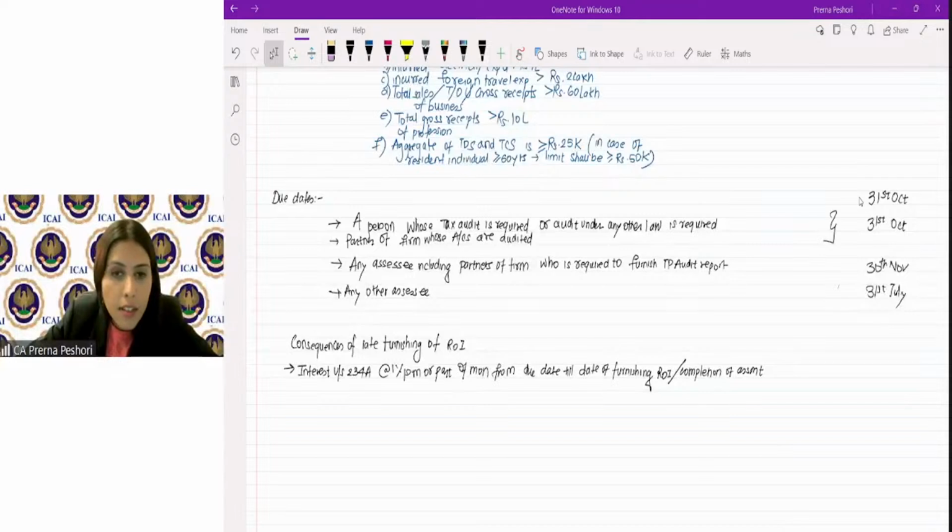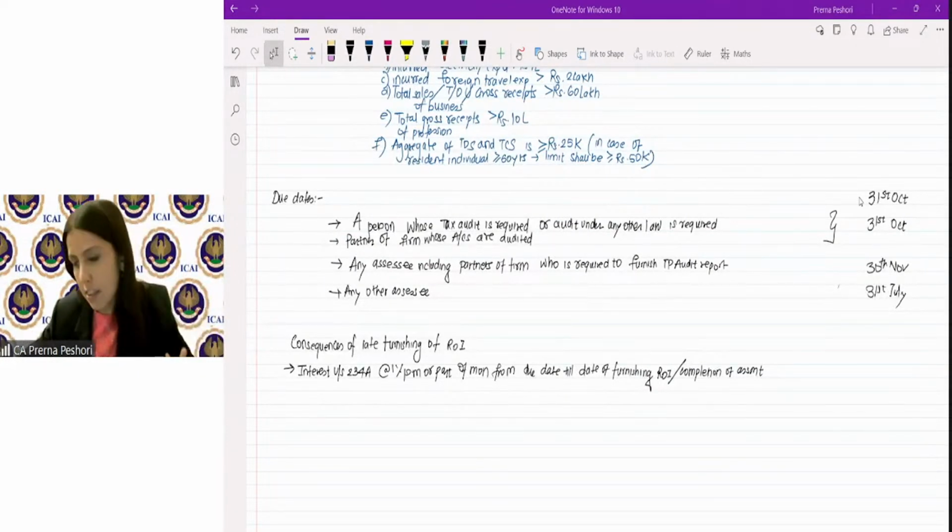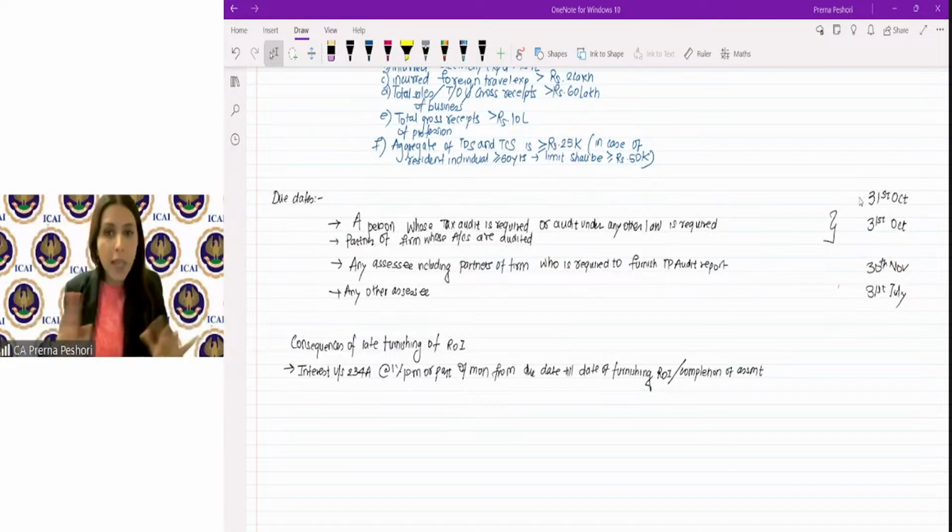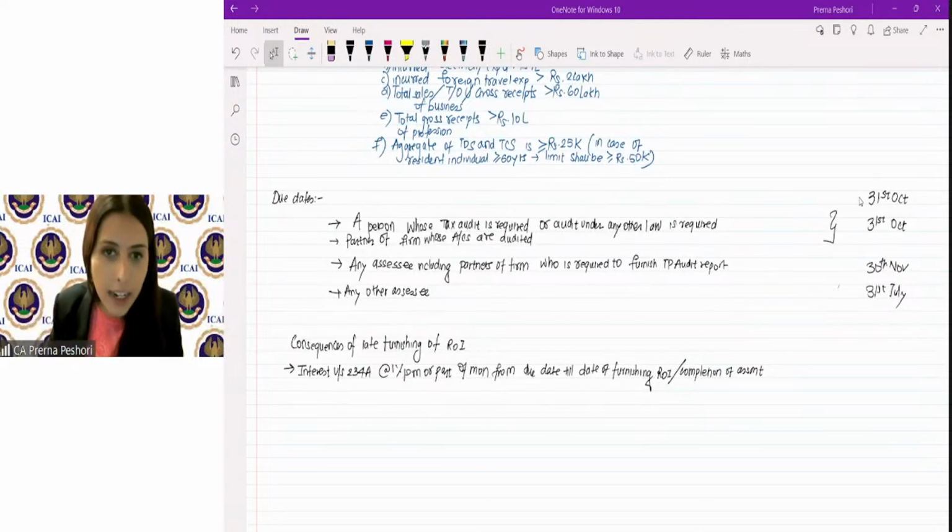Are we clear? Now this interest at the rate of 1% is applicable only when the tax is payable. Understand that. If there is no tax payable, then of course the interest will not apply. If, let's say for example, you have paid your taxes entirely, then in that particular case there is no balance tax which is payable, then interest will not be applicable. So interest has to be calculated on the tax payable. If there is no tax payable in your return, interest will not be applicable.